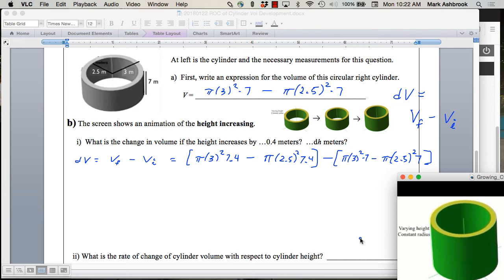Questions on that? Don't worry about numbers. There's no calculators involved here. We're going to do a little algebra, but don't worry about that. We're not calculating answers.